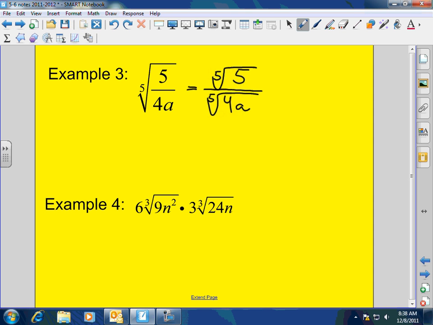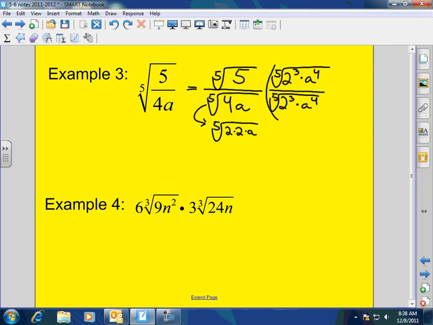Well, let's think about what radical 5, the 5th root of 4a really means. 4 can be broken down into 2 times 2, and then you have times a. So that means that in this 5th root, you have 2 2's and 1 a. So that means that I have to multiply the 5th root of 2 cubed times a to the 4th. Again, that's 2 cubed times a to the 4th.